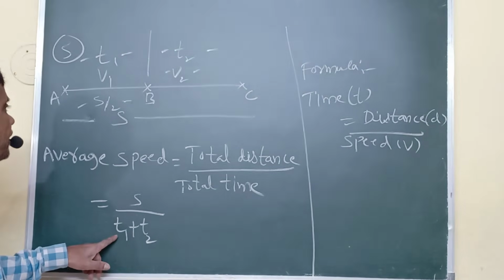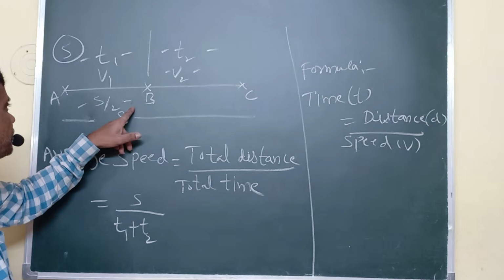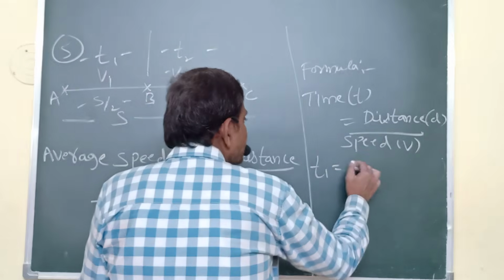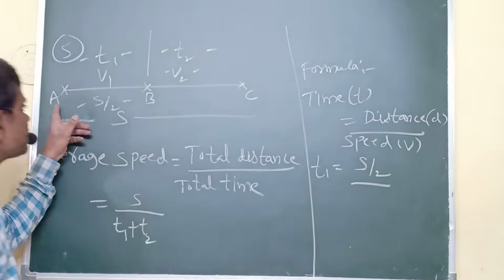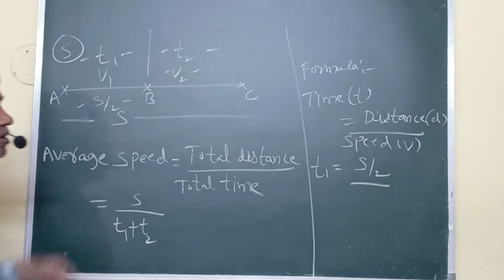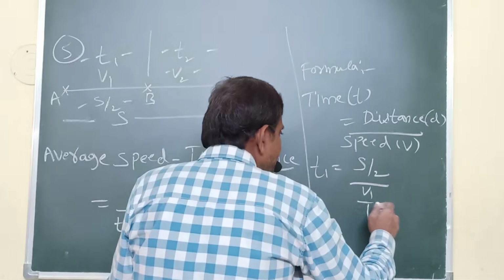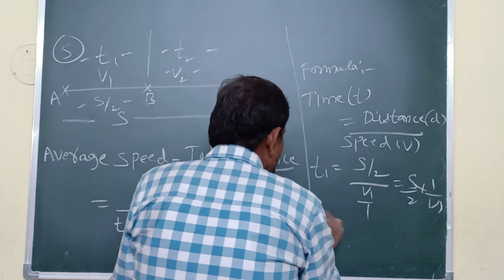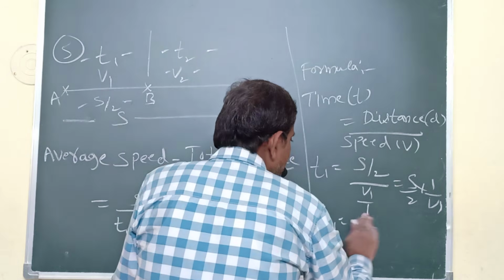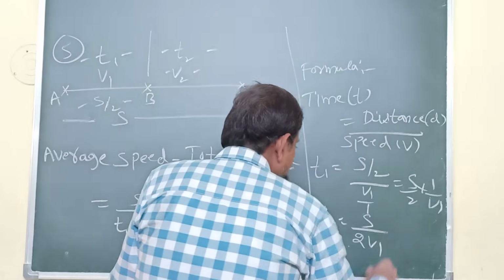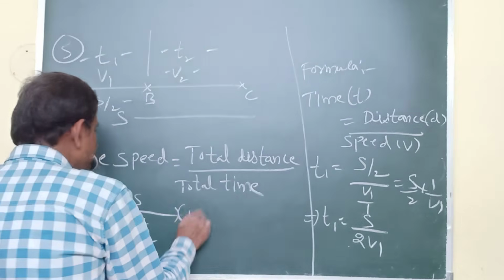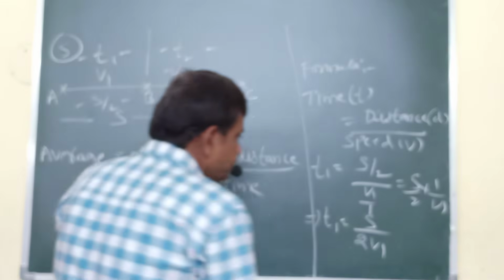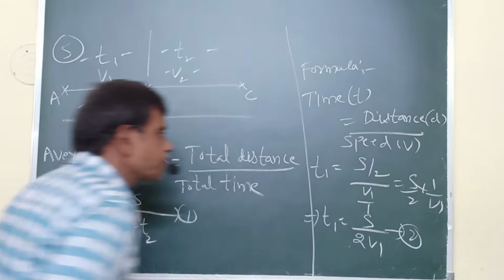Now you apply. T1 equals, what about this distance? S by 2. What is the speed? V1. So T1 equals S by 2 by V1, that is S by 2 into 1 by V1. So T1 equals S by 2V1. You take this as the first equation: average speed, big V. And this I am taking as the second equation.